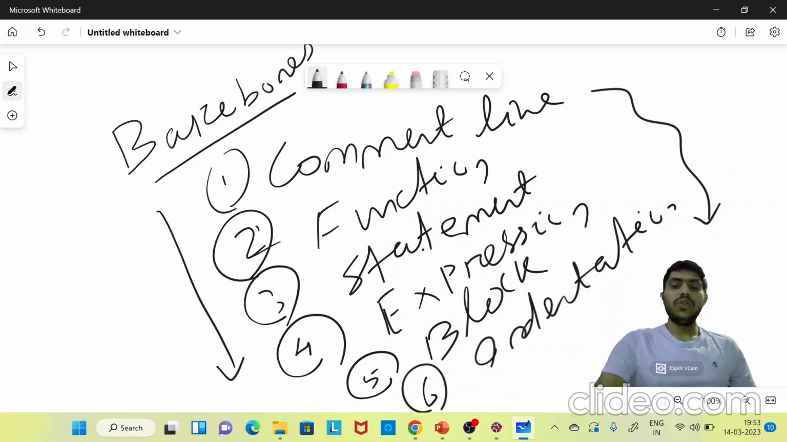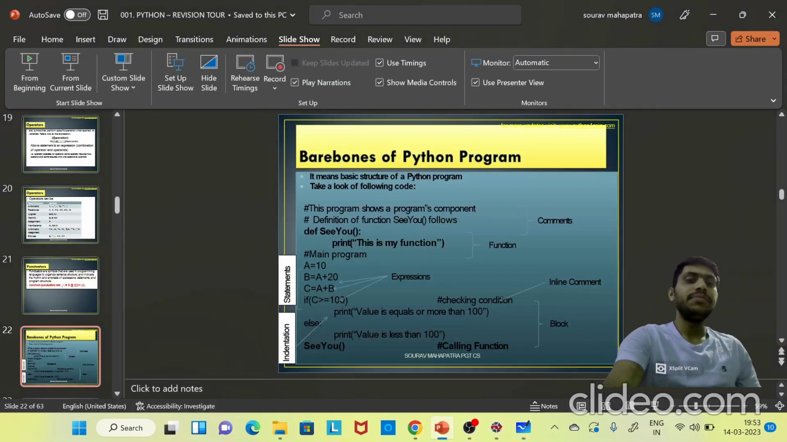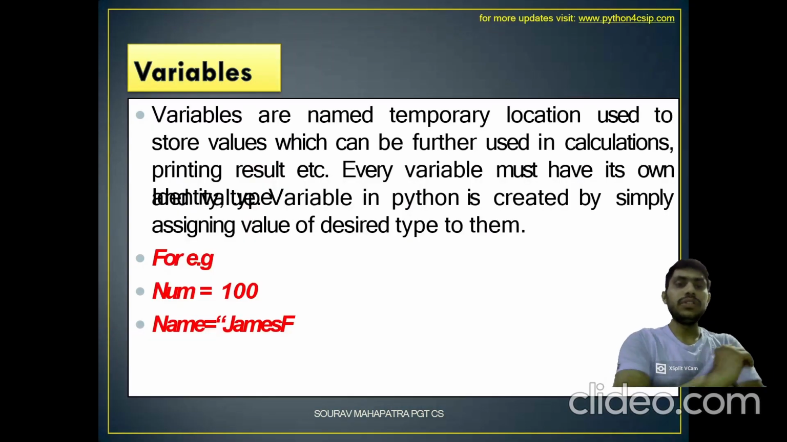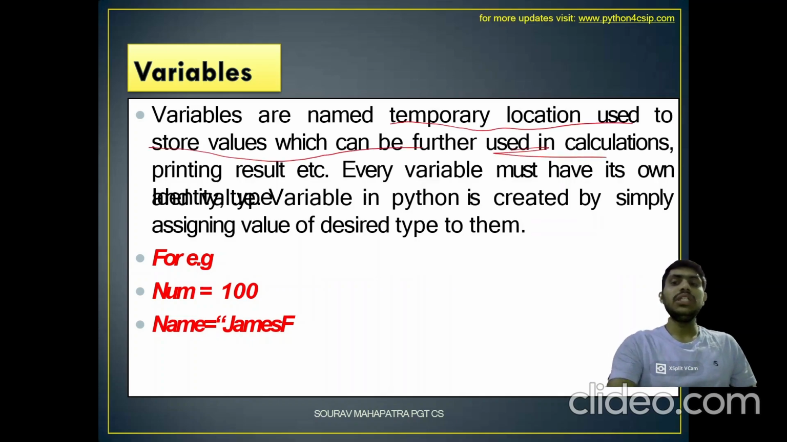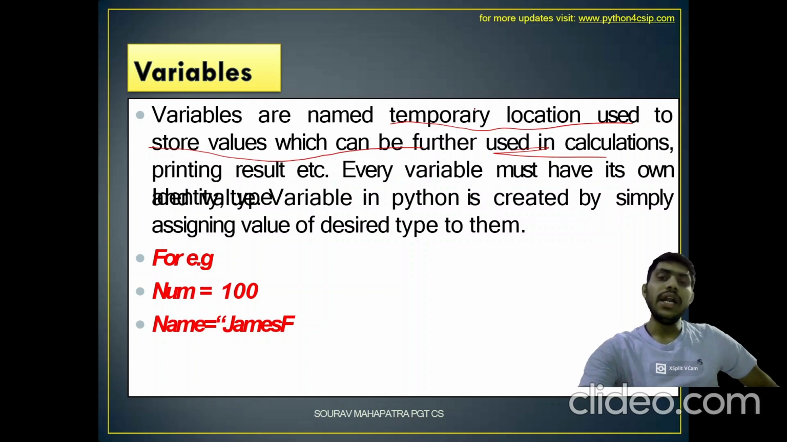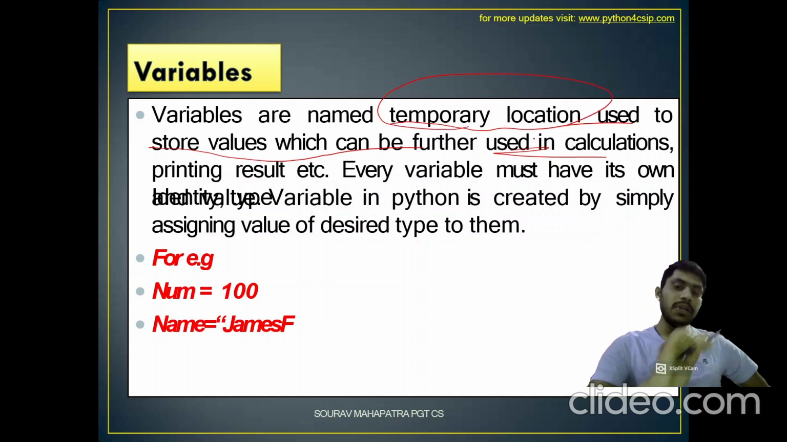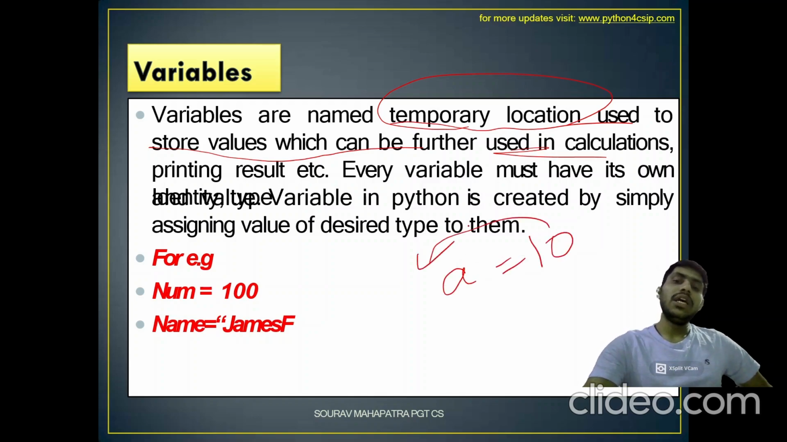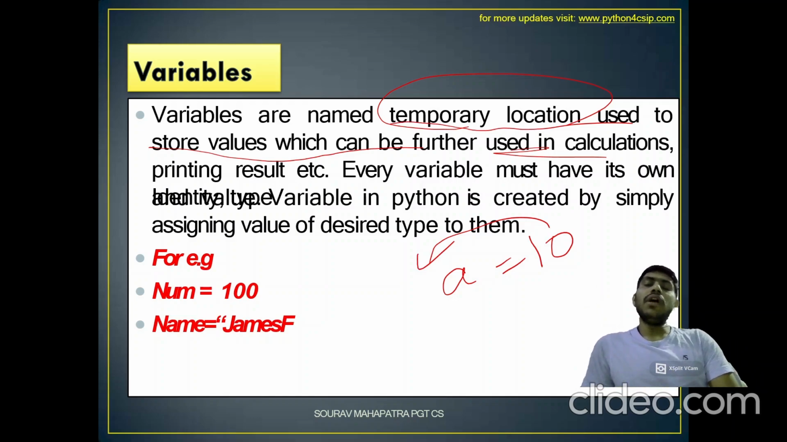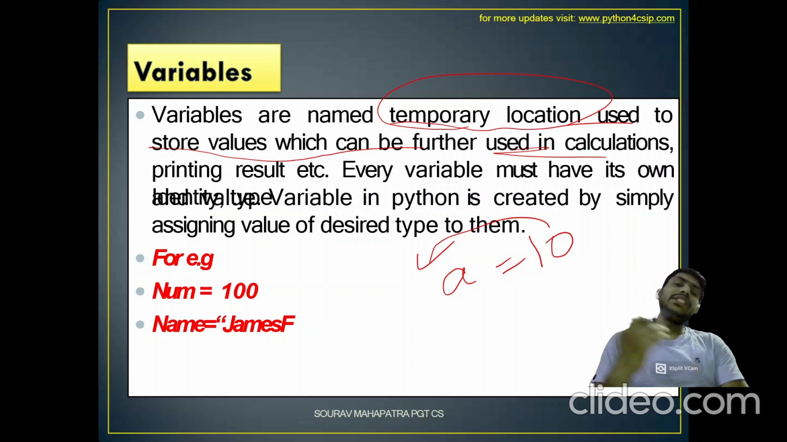Clear? So let's come to the slide again. So these are the basics. Then variables. What is variables? Variables are named temporary locations used to store the values which can be further used in calculation or printing results. Okay, temporary storage. Suppose I write a equal to 10. So temporarily, now the value 10 is held by the variable a. So until this program is over, the variable should be there. The a value should hold 10. Okay. Later you can change it also.